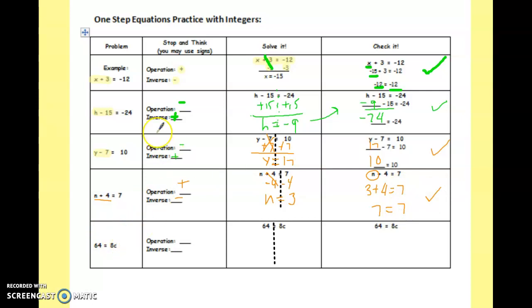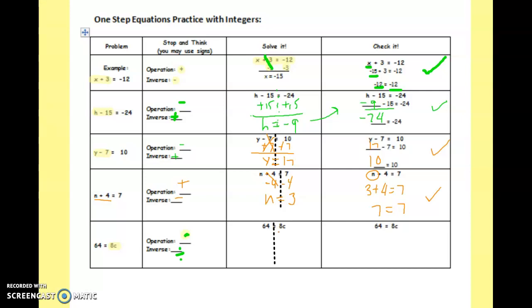All right, take a look at this last example here. We have 64 equals 8c. Now in this example, my variable is on the right-hand side. So please don't let that get you frustrated. You are just looking at the side with the variable. So in this case, the operation that you see is multiplication. And the inverse is going to be division.